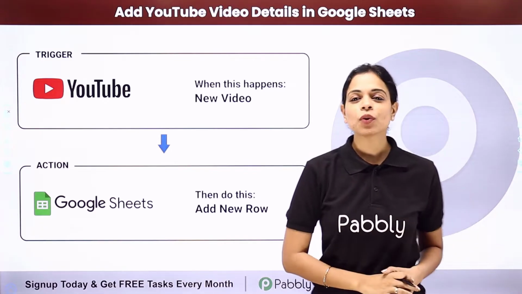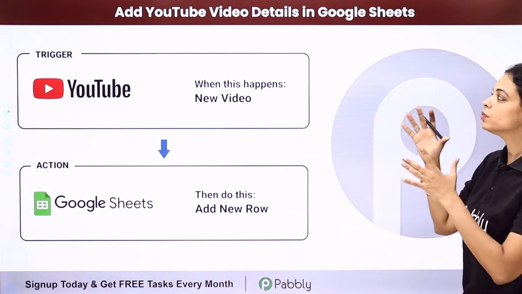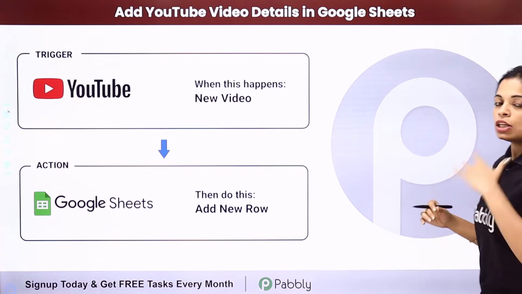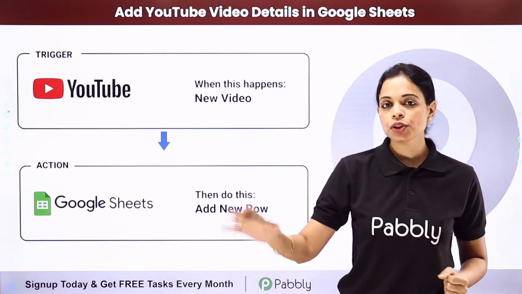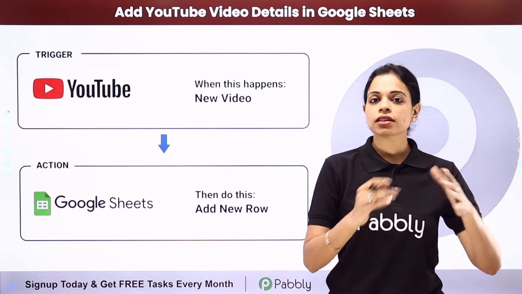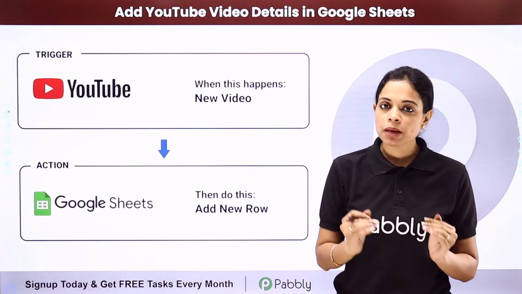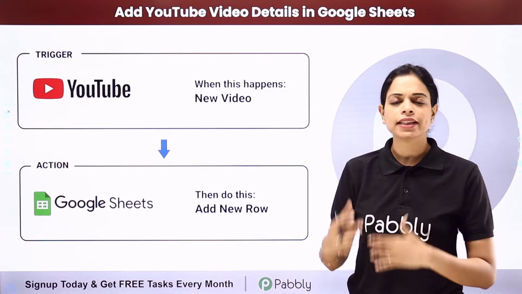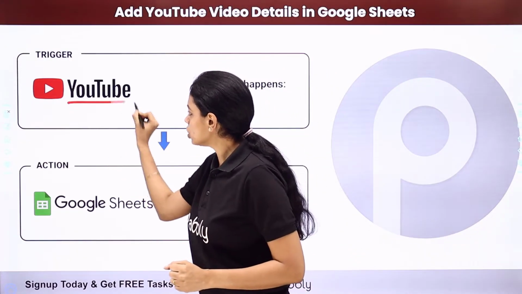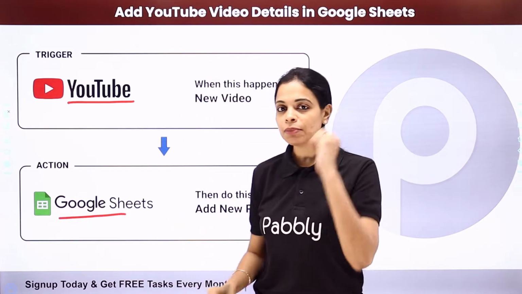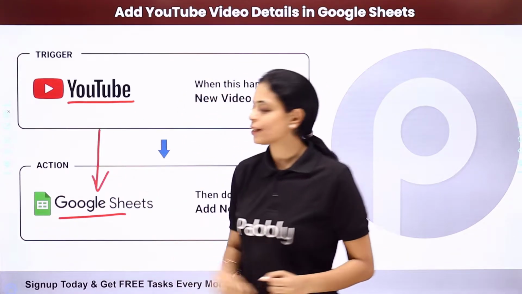In this video, we are going to see how to add YouTube video details in Google Sheets. So let's say that you want that every time a new video is uploaded on YouTube, the details like the title of the video and description should become a part of your Google Sheet so that you can later check them out. Now, to do this, you will have to set up some integration between these two applications, and the same thing can be done using Pabbly Connect software.